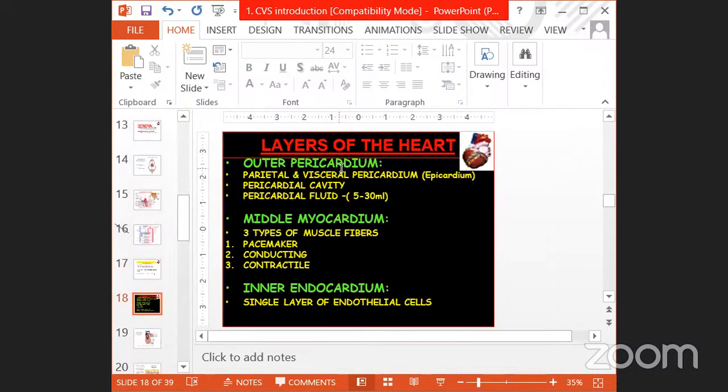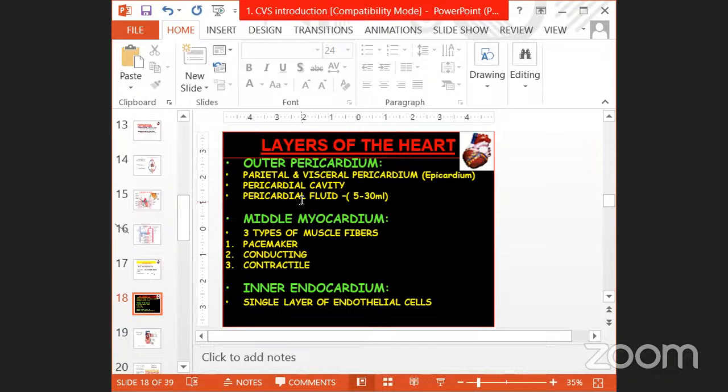The outer pericardium, we can say, is again divided into two layers. They are the parietal pericardium and the visceral pericardium. And between the parietal pericardium and the visceral pericardium, there is a space that is known as the pericardial cavity, and pericardial fluid. Around 5 to 30 ml of fluid is present inside the pericardial cavity.